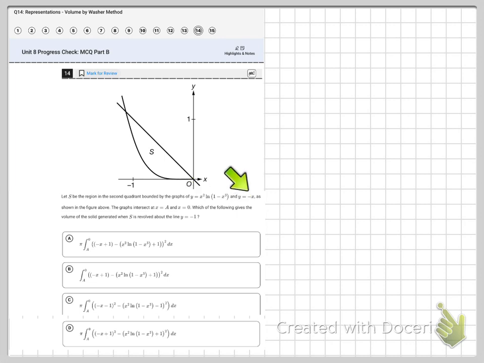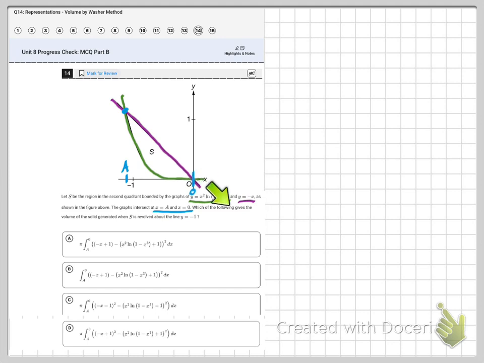I do know what this guy looks like. This guy is clearly a line. He's a linear expression. Okay, so we know that this one is, that one's that, and this guy right here is our linear expression. As shown in the figure above, the graphs intersect at A and 0. Well, I don't know where A is, but I do know where 0 is, and I do see there are points of intersection, so that must mean 0 goes right here, and A must go right there.